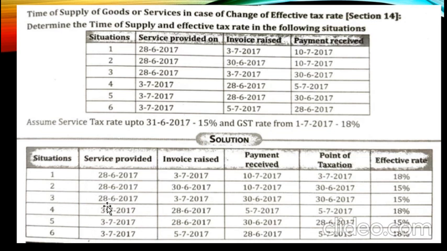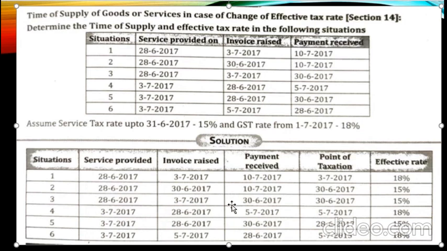Then in the third situation, the service provided was on June 28th, the invoice raised was in July, and payment received was in the month of June. So two events occurred before the change: service provided and payment received. We will take the payment received date, which is 30th June 2017, and as the two events are before, we will take 15%.